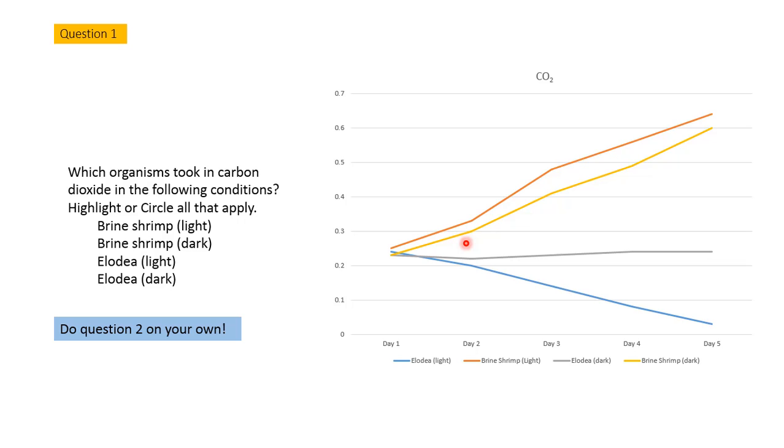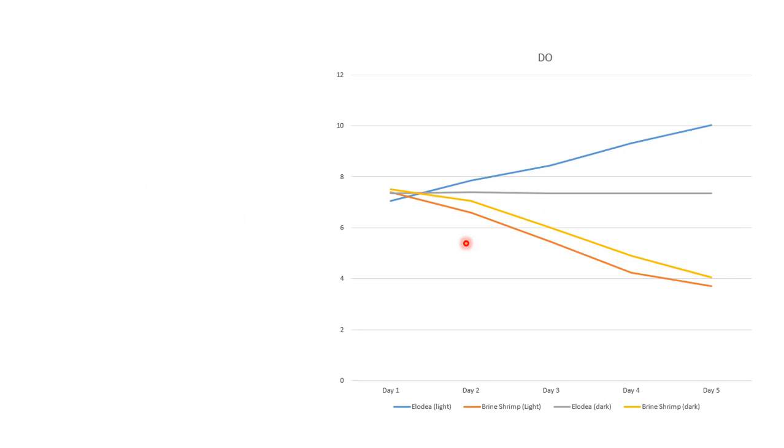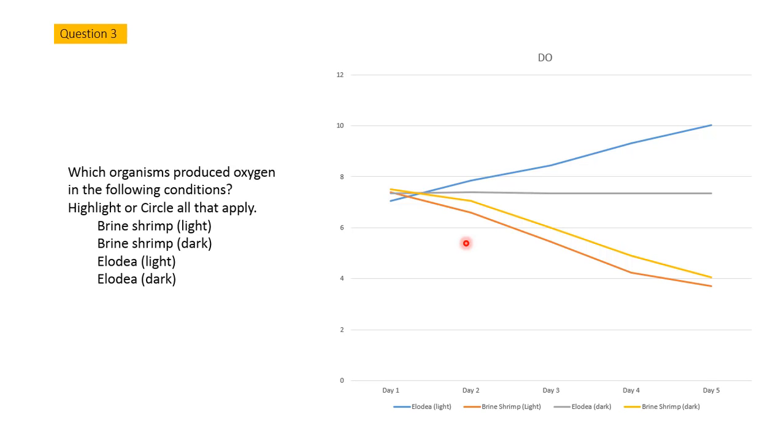Do question 2 on your own. Question 3. Which organisms produce oxygen in the following conditions? So we're looking at producing oxygen. Looking at our graph over here, the numbers would be going up. So going up means producing oxygen, going down means taking it in, and the one that is producing oxygen is our blue, which is our LED and the light. Again, plants in the light will make oxygen.